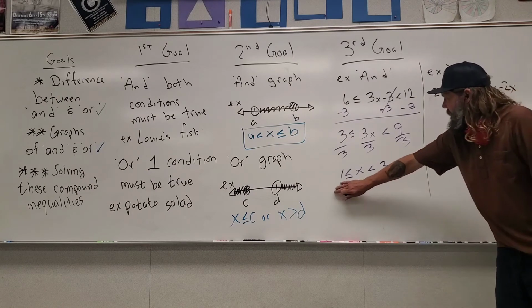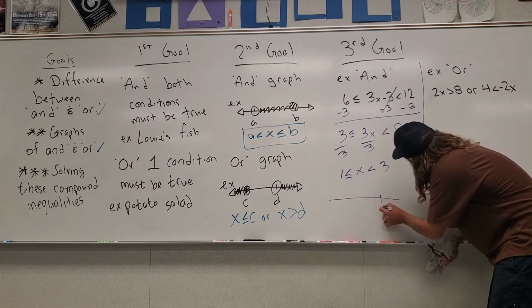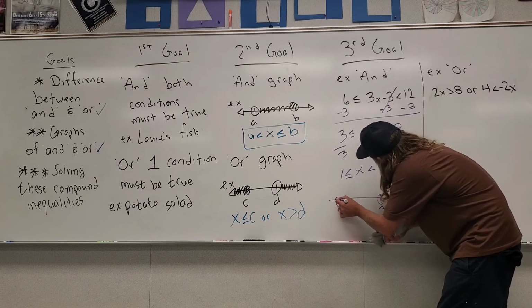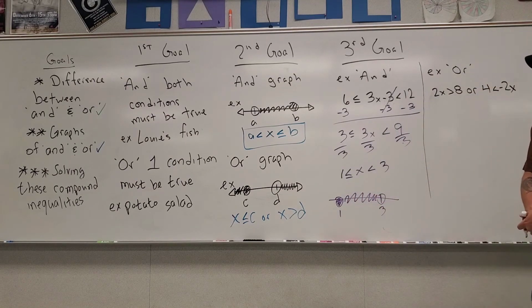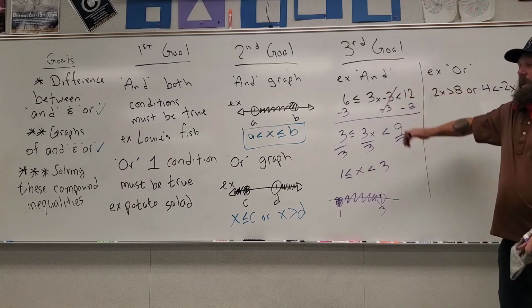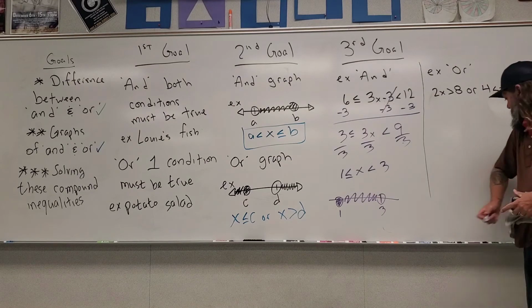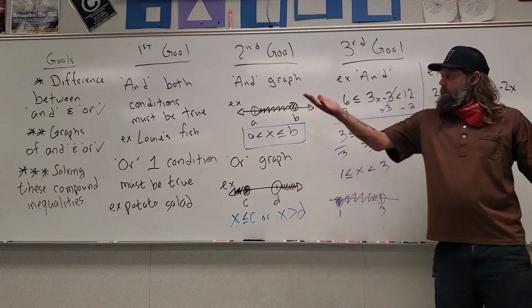And again, there's my lower boundary. There's my upper boundary. So there's my 3, it's an open circle. There's my 1, it's a closed circle. And I just shade between. Okay, so that's how we're going to solve a compound inequality in the and form. In the or form, you're just going to solve two independent, separate inequalities. You solve them and then you graph them both on the same graph, and you're done.